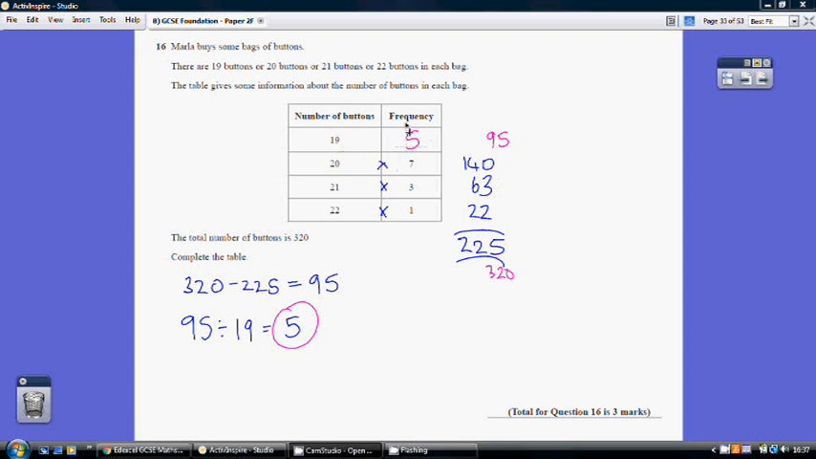Working the other way, it's easy to see. 19 times 5 is 95. Add up my 4 rows. I now get 320 buttons in total.